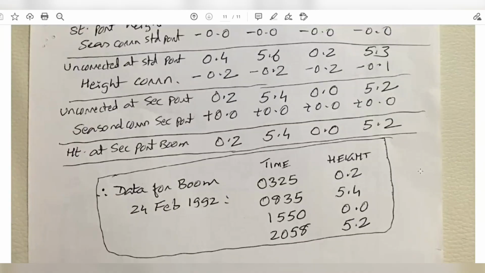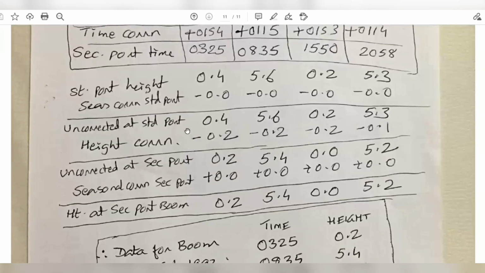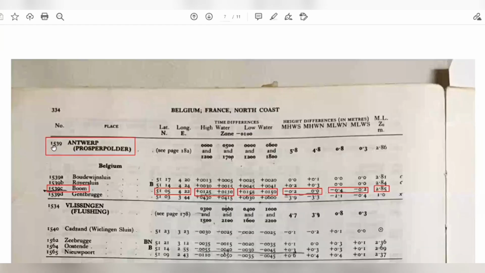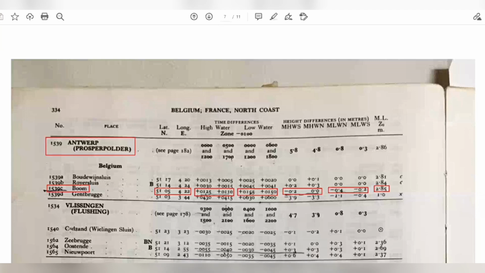Any doubt? So this seasonal correction for secondary port is the same correction we have to take. Seasonal correction for secondary port is for the port number. So for the secondary port, what was that number we had got? One has got that small c. One has got only 1539. So this is 1539. See the number 1539. This is 1539c. So check at the bottom of that page. If you find different values given for 1539 and 1539c, then you have to take those different values. If the same is given, then use the same value.